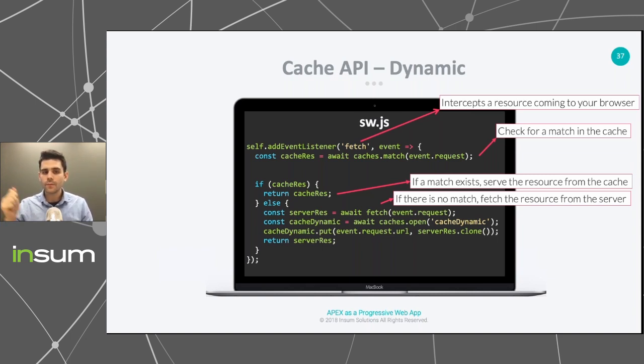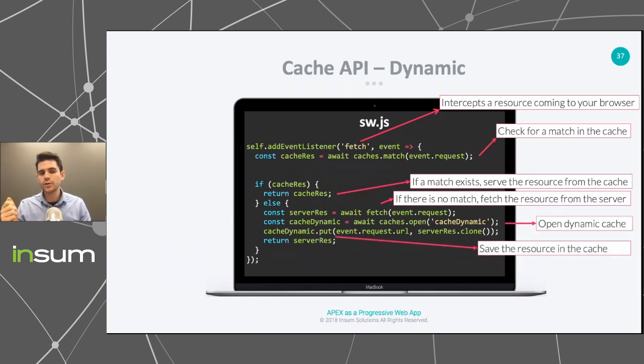At the same time, when we're getting the resource from the server, we also want to open a new cache, a cache that I will call the dynamic cache, and we want to put that new resource from the server in the cache. And finally, we can serve the resource to the user. So again, the user doesn't see a thing. We intercepted the resource. We either served the cached resource or the server resource.